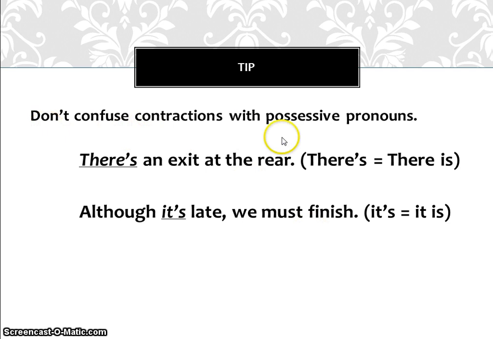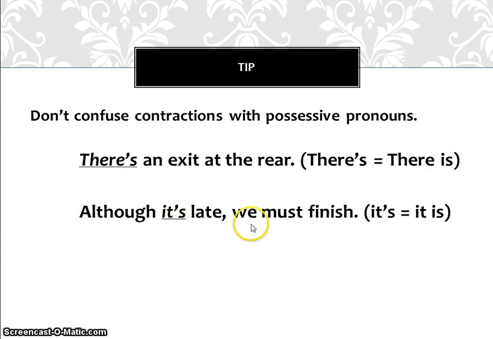Okay, so don't confuse contractions with possessive pronouns. There's an exit at the rear. This is a contraction for there is. If we were talking about people, we would have theirs, and we would not need an apostrophe anyway.